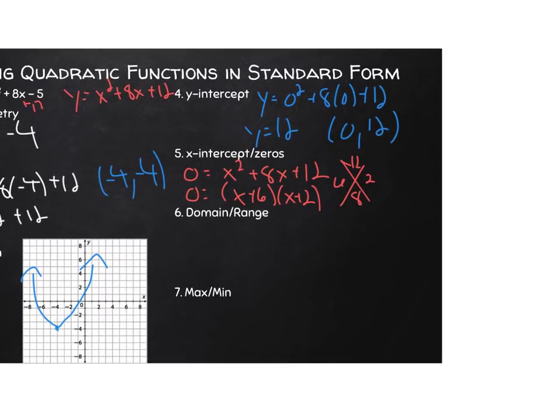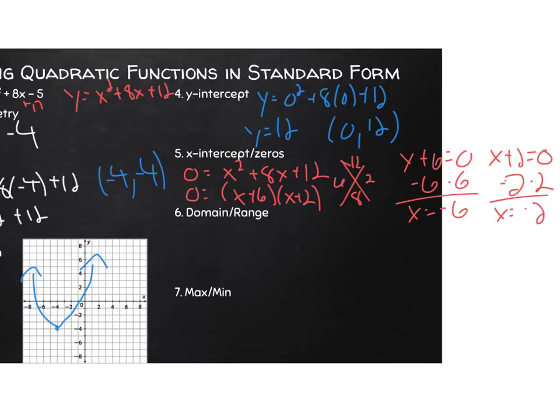Which, when we solve, you get x plus 6 equals 0 and x plus 2 equals 0. Subtract, and x equals -6, subtract, and x equals -2. So then our x-intercepts are going to be -6, 0, and -2, 0.